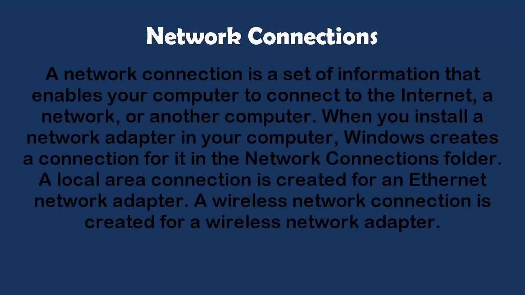Network connections. A network connection is a set of information that enables your computer to connect to the internet, a network, or another computer. When you install a network adapter in your computer, Windows creates a connection for it in the Network Connections folder. A local area connection is created for an Ethernet network adapter. A wireless network connection is created for a wireless network adapter.